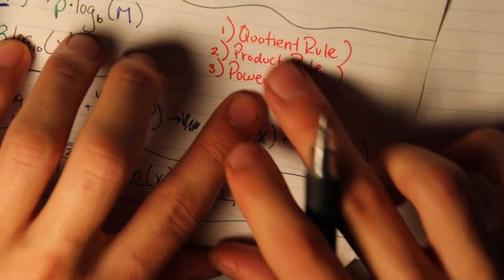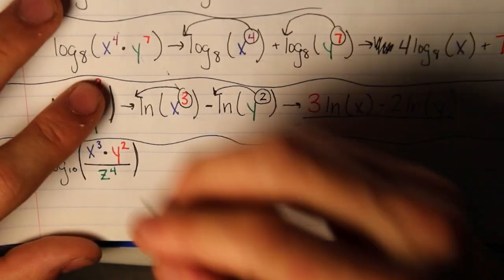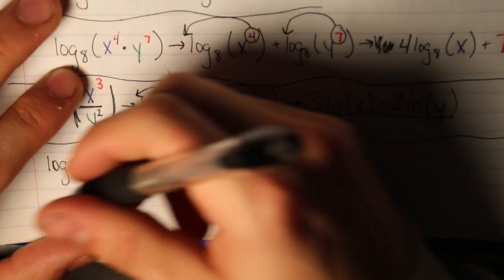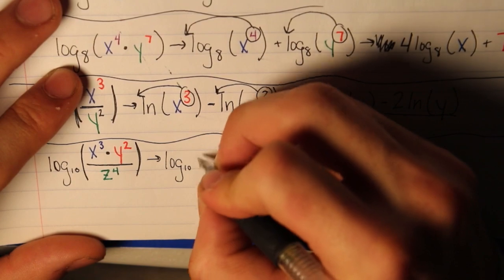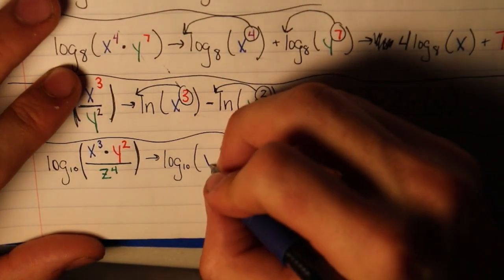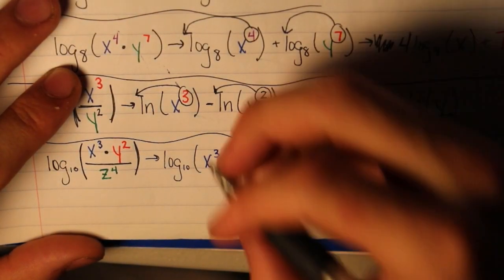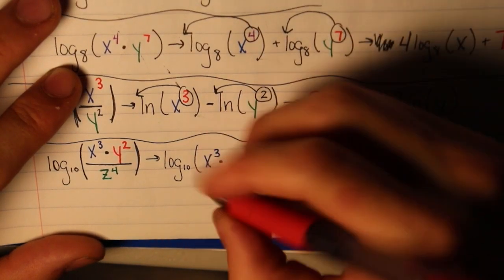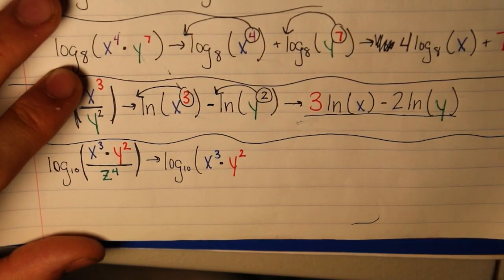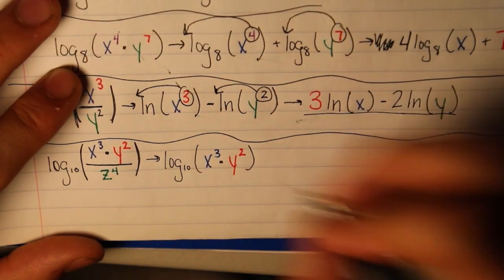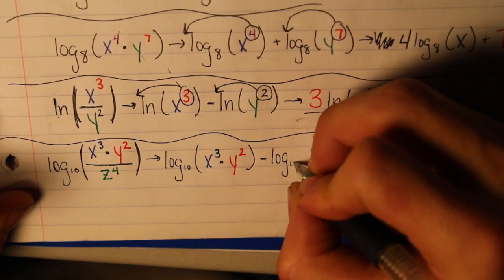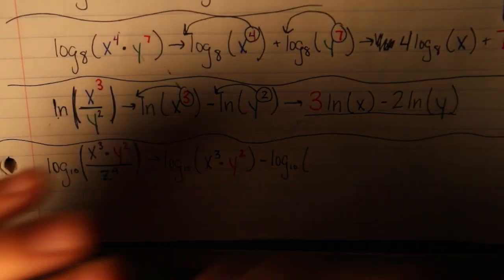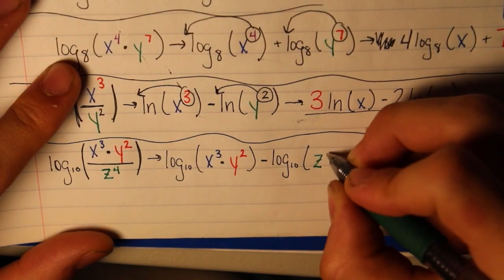First thing we do, if we look back at my rules, the quotient rule is first when we expand. So I do my numerator minus my denominator. My numerator, log base 10 of x cubed times y squared, minus log base 10 of z to the 4th.